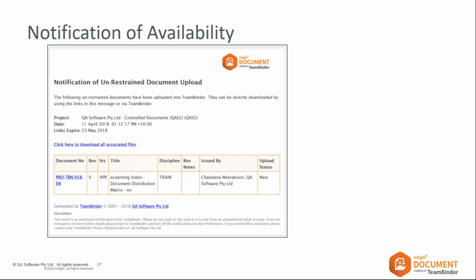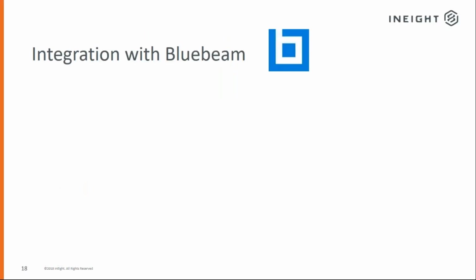And of course, once a document reaches that approval point, and we have decided that it is approved for use, a notification can go out to the wider project team to let them know that that drawing has now become available on the system, and they can actually download it and use it now, potentially on site.